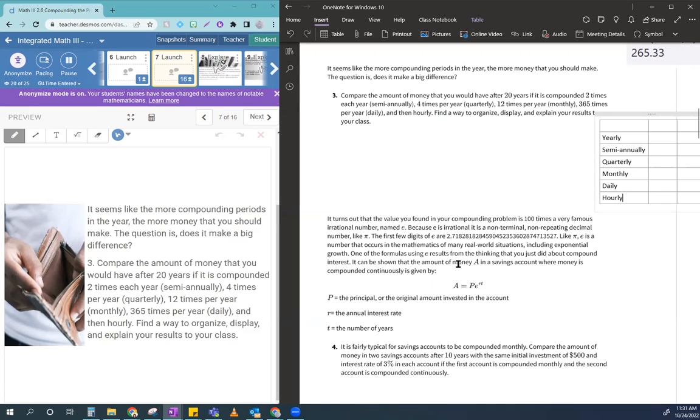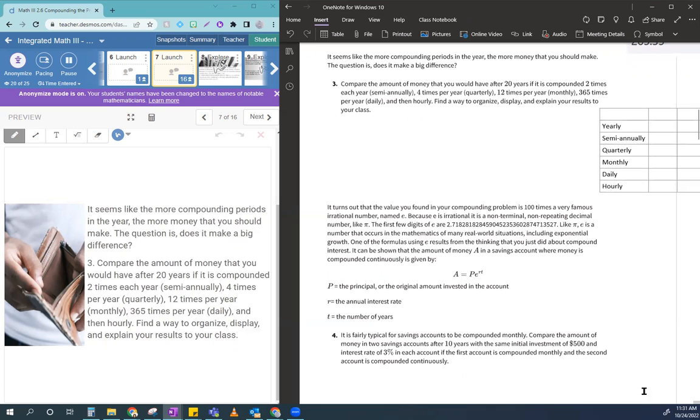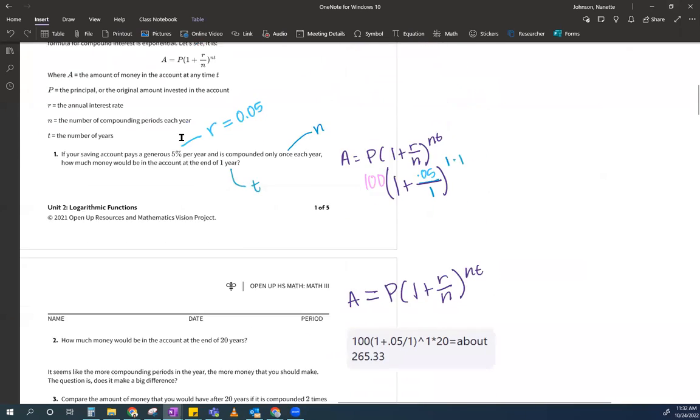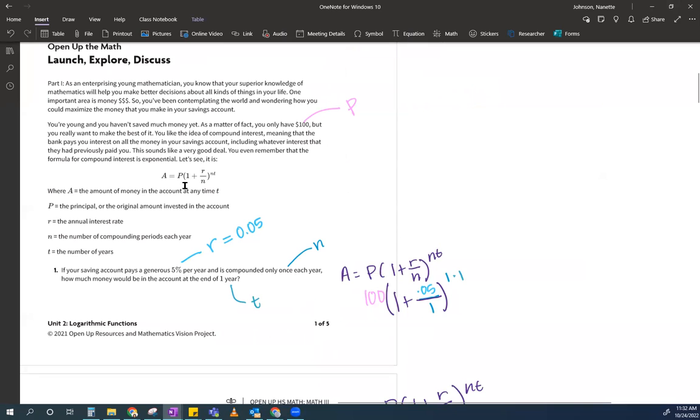Okay, and so I'm going to build this really quick. The equations I'm just going to use over and over again and just change. What am I actually changing though? So am I changing my P, my R, my N, my T? What am I changing for this particular problem? Yeah, I'm changing N. Perfect.